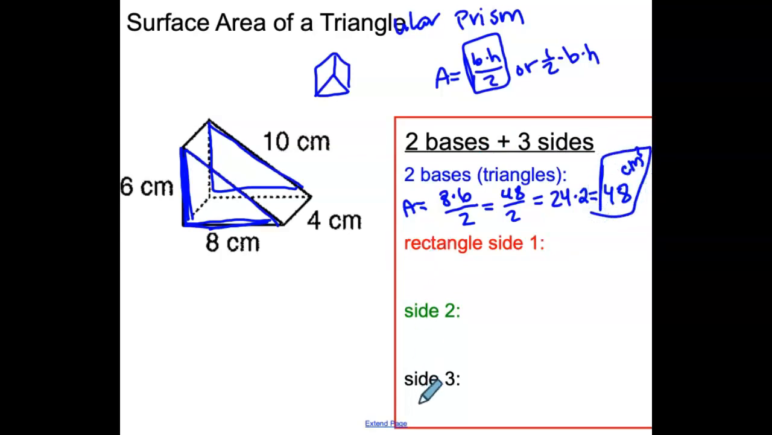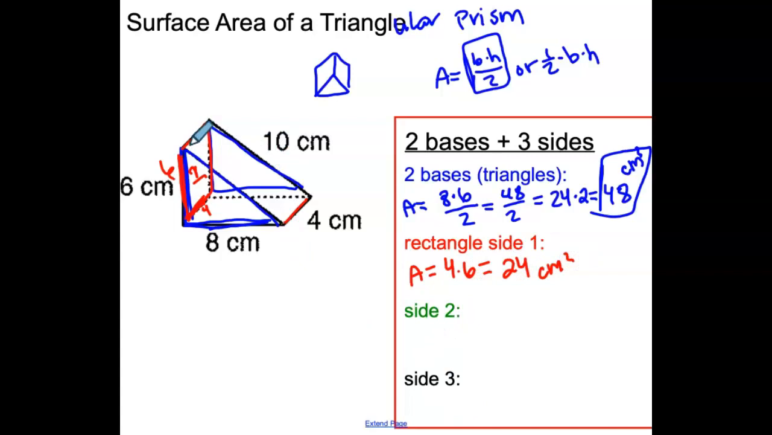Now let's look at rectangle side 1. It doesn't matter which rectangle you call 1, 2, and 3, because you're going to find all 3 anyway. So I'm going to call this one over here 1. So let's find the area of that. It's going to be rectangle 1. This distance here is 4, because it matches with that one there. And the height is 6. So area of that rectangle is 4 times 6, which is 24 centimeters squared.